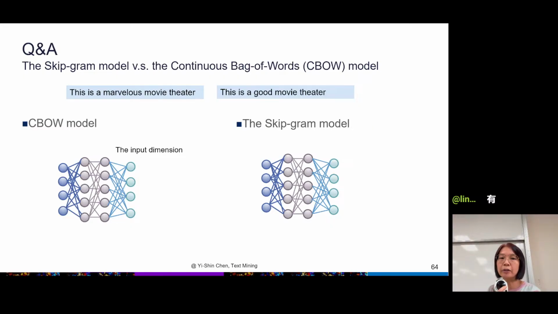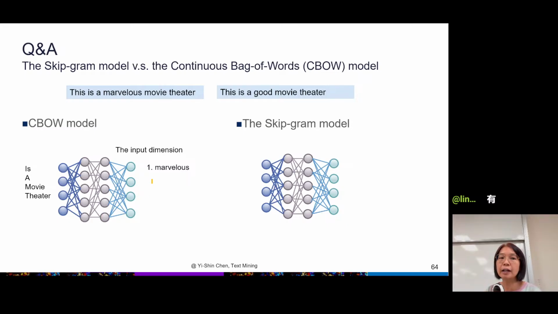In the continuous bag-of-words model, assume what I want to learn is marvelous. Then the input will be the words surrounding marvelous, like is, a, theater. So that is the surrounding words. And then we want to guess the word marvelous. So the answer will be marvelous.